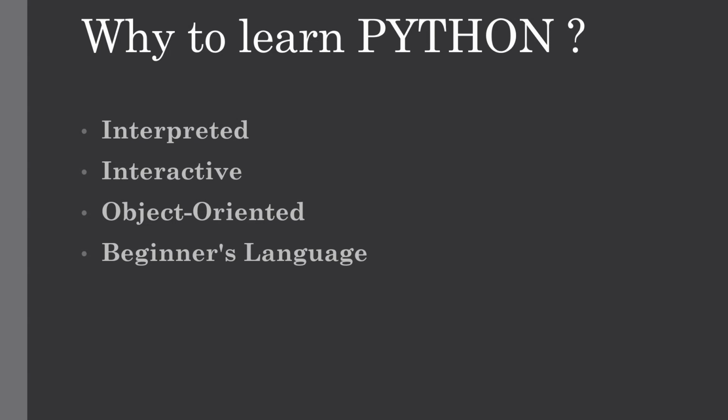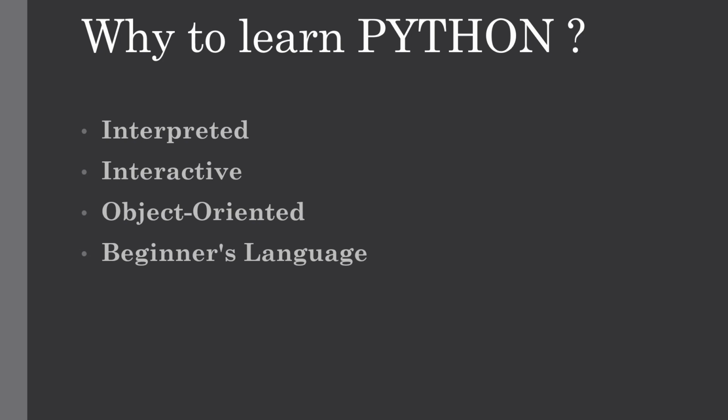The first reason is Python is interpreted. It is processed at runtime by the interpreter. You do not need to compile your program before executing it. This is similar to Perl and PHP. The second reason is Python is interactive. You can actually sit at a Python prompt and interact with the interpreter directly to write your programs.